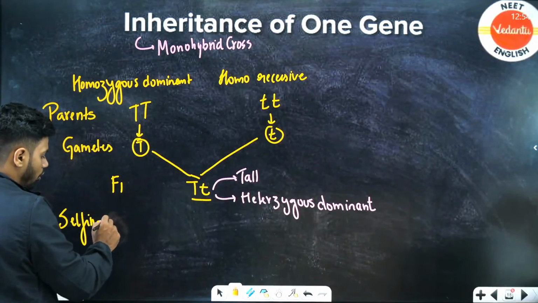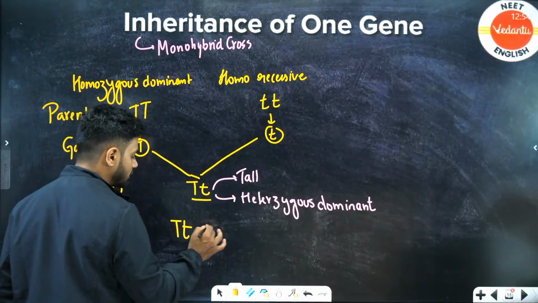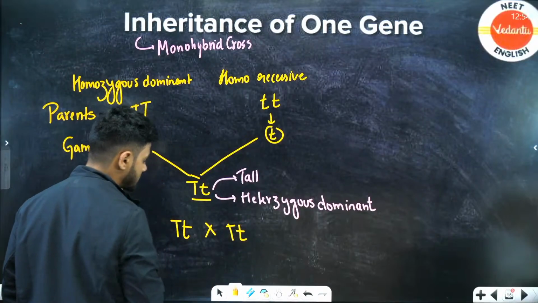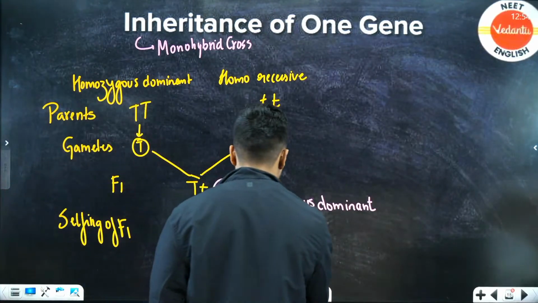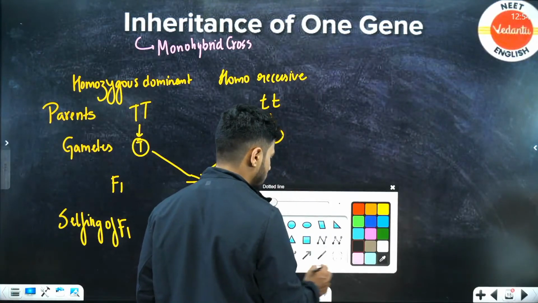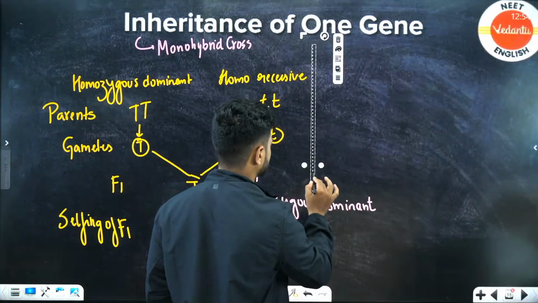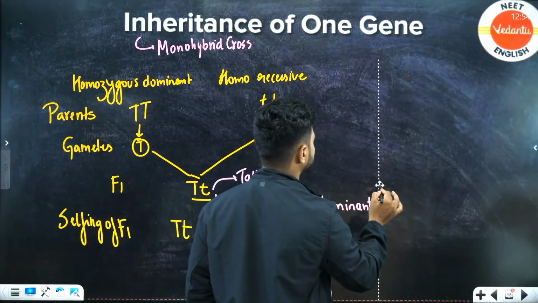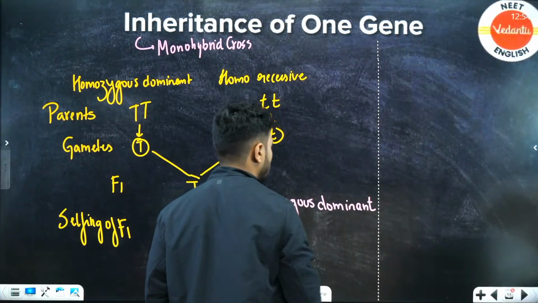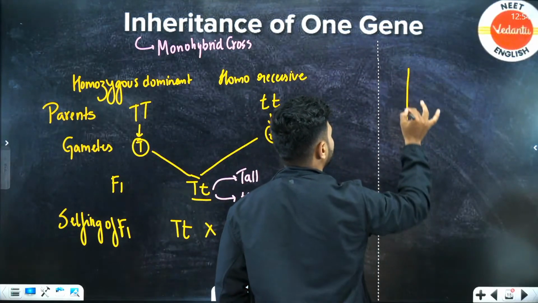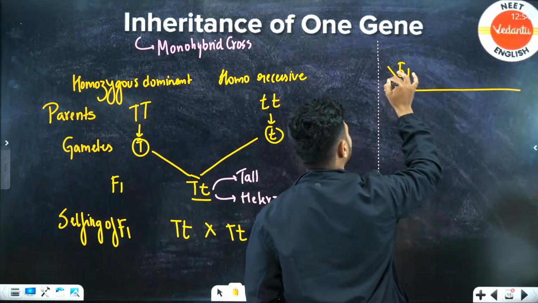Now, what do we do in selfing of F1? We take capital T, small t, crossing with capital T, small t, and we end up getting the gametes. So let me do the cross on this side. This is called a Punnett square.